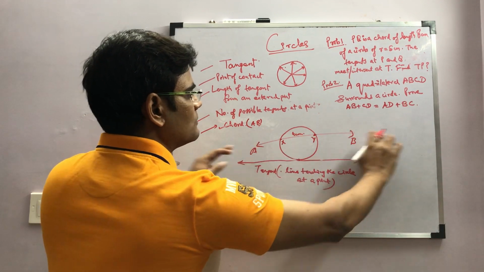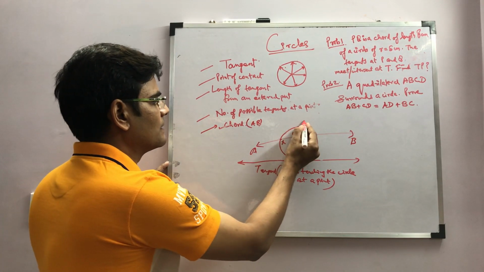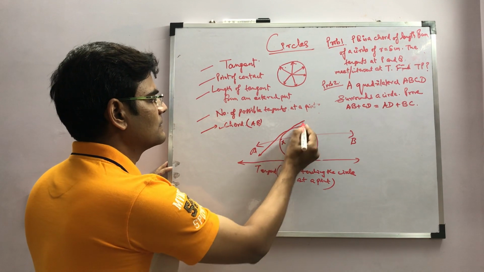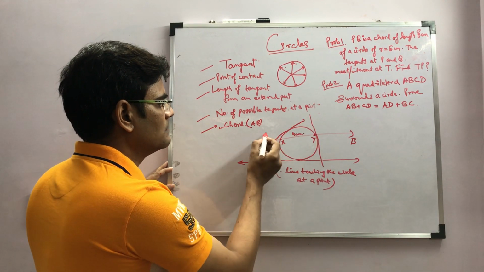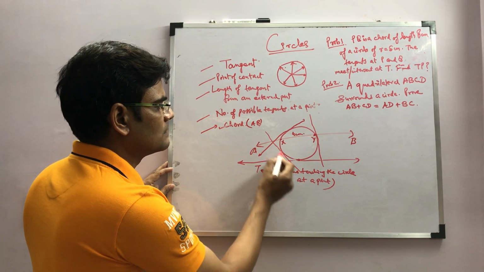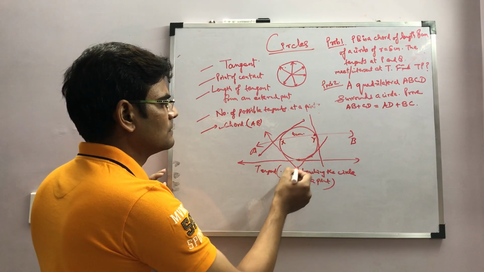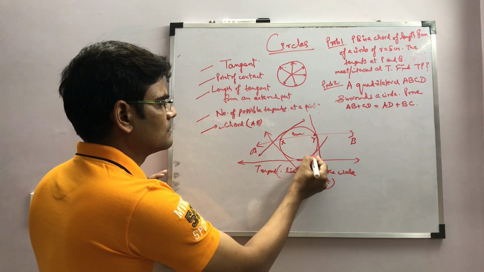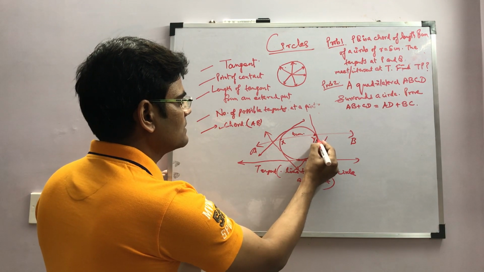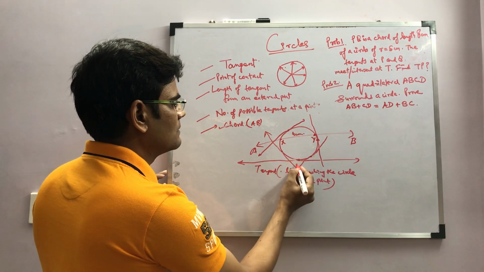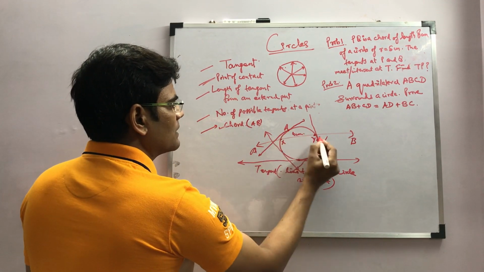A line is infinite, right? You know that. How many tangents can you have? Infinite. This is a tangent. This is a tangent. Many lines can touch the circle at so many points, any point. This is the point. And these points where they touch are known as the point of contact.